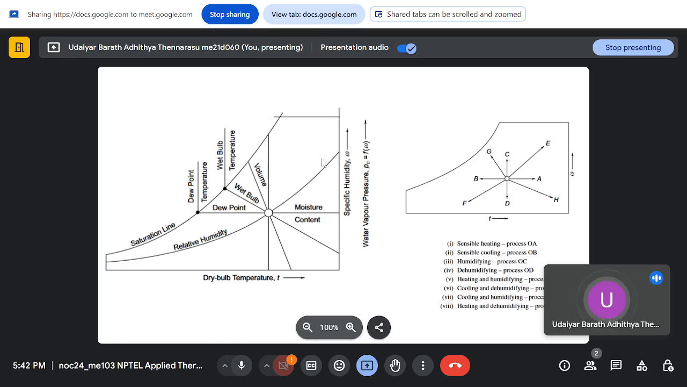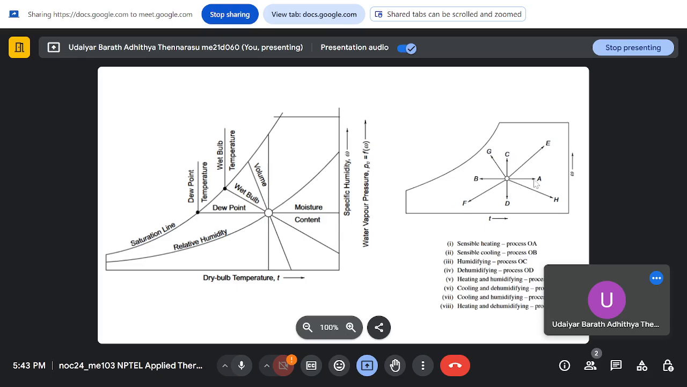Then you have the relative humidity lines, which we showed in a cycle. You have specific volume lines. So this is an oblique chart. Your dry bulb temperature is given at the bottom, and the vertical axis gives you specific humidity, and you will have a scale for enthalpies at the top of the curved portion.